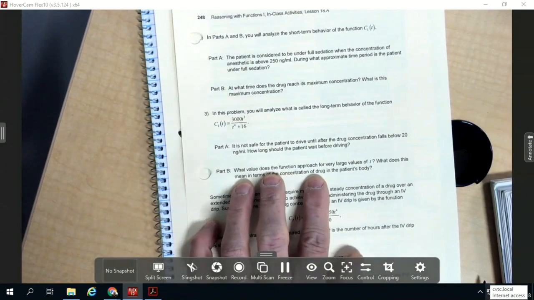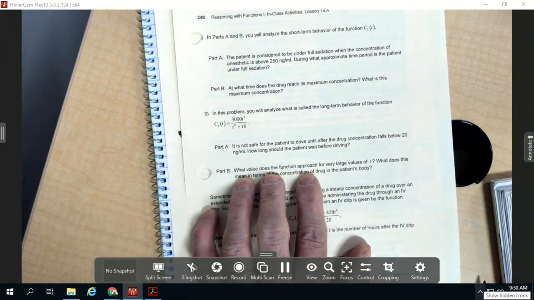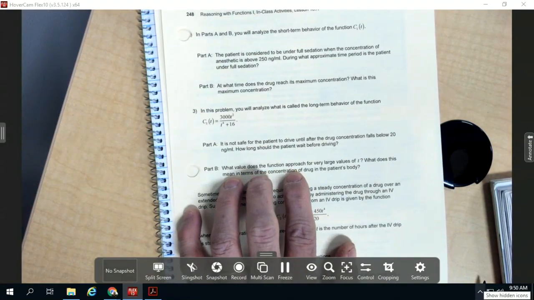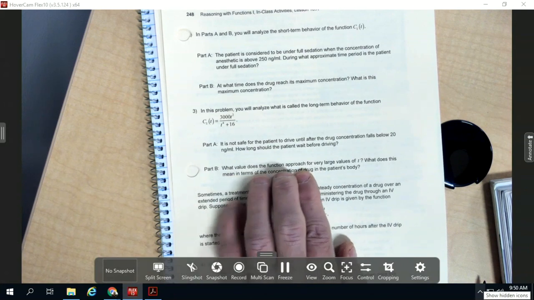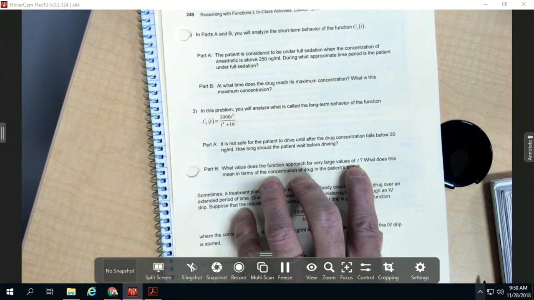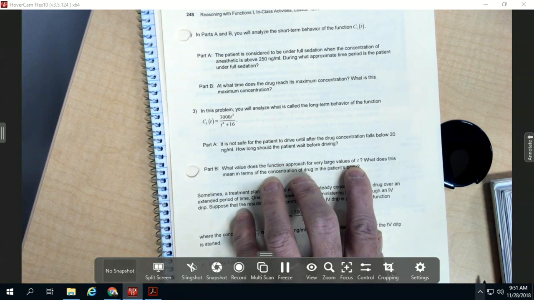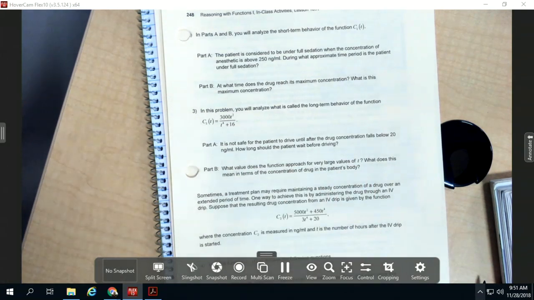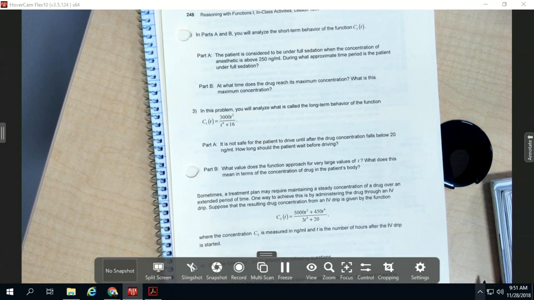What value does the function approach? This is kind of like the test question. What value does the function approach over very large values of time? It gets closer and closer to 0, right? What does this mean in terms of concentration in the person's body? They get less and less until essentially there's none left in the bloodstream.